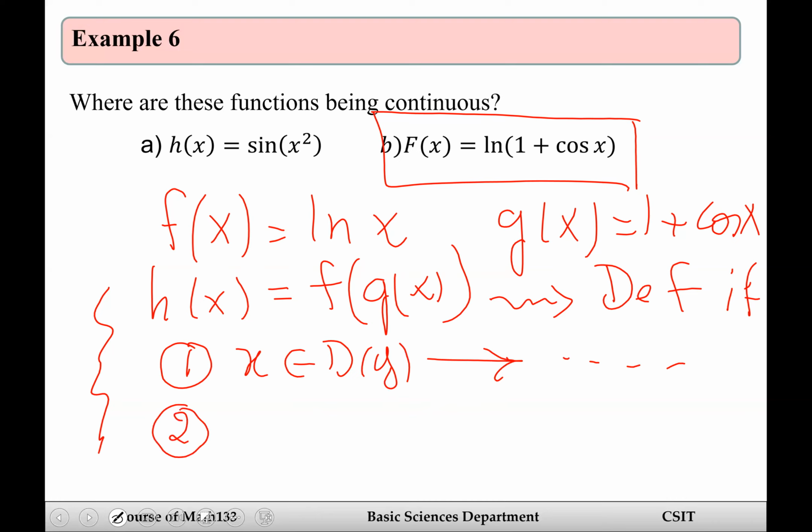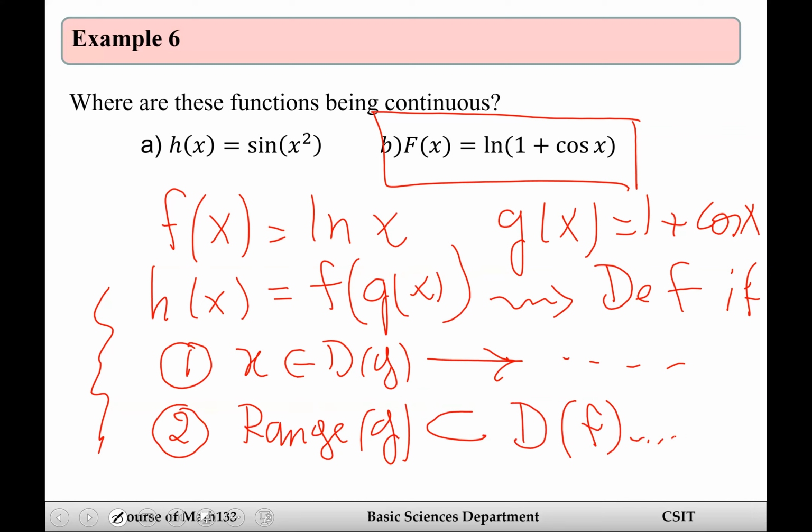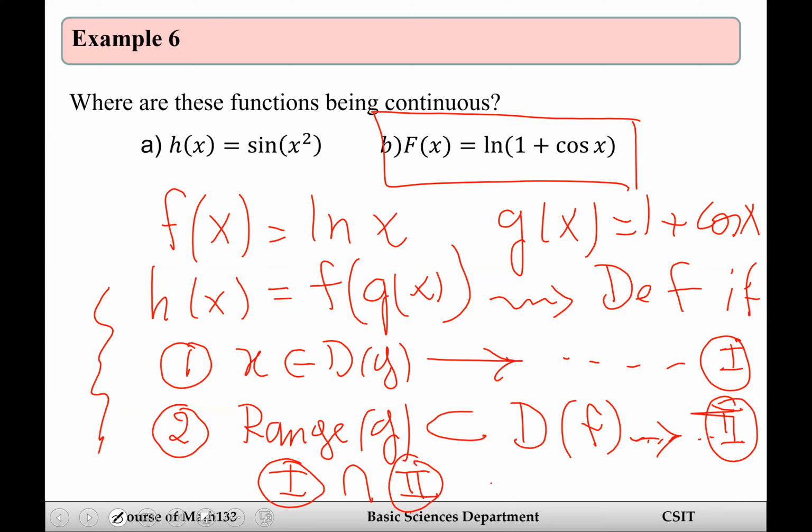2. Compute the range of G, and the range of G must be included in the domain of F. Then you will find the second condition here. So 1 and 2 make sense of the definition of H. 1 intersection with 2 will give the domain of the composite function H. Okay, so remember that.